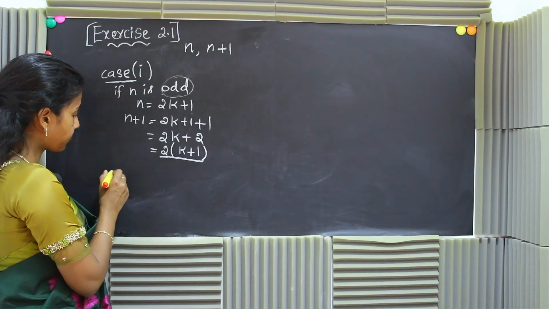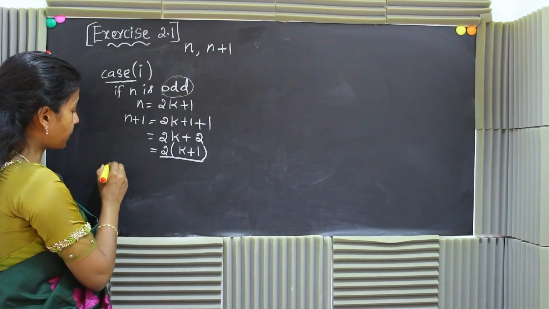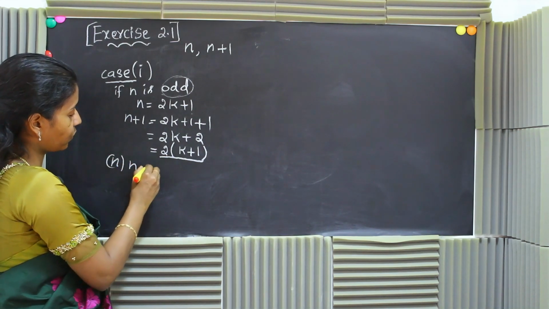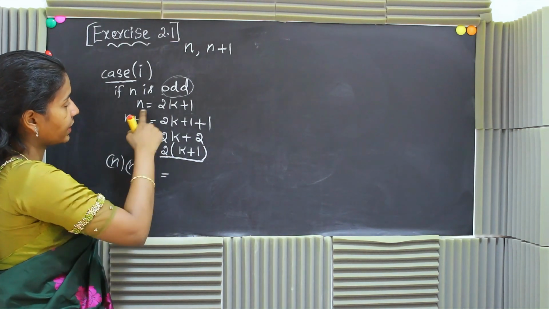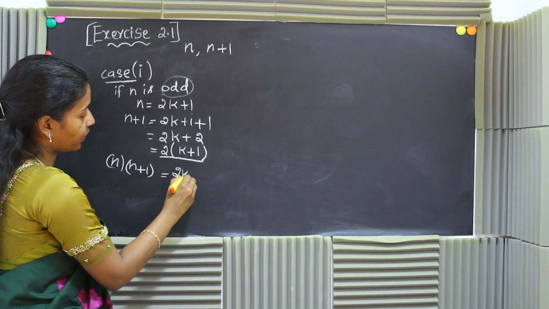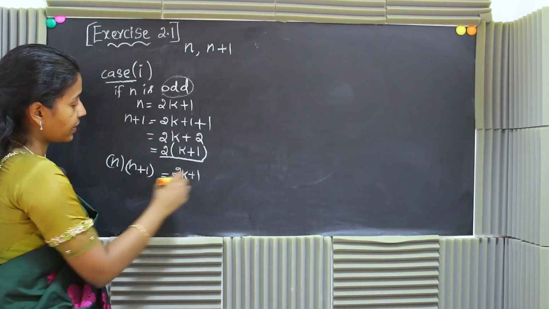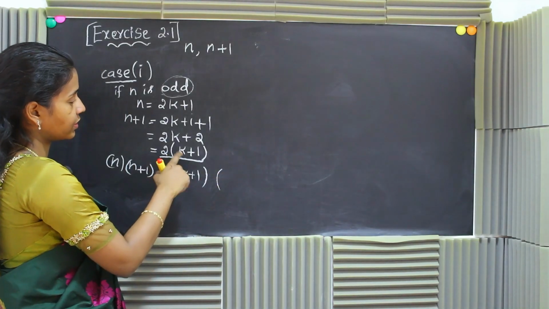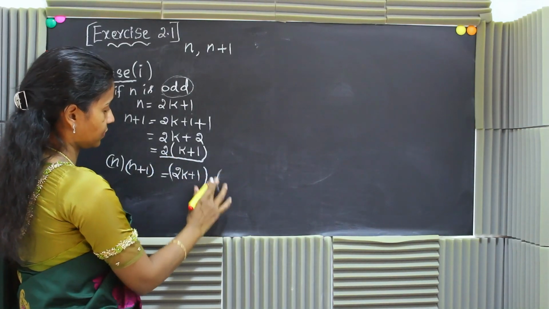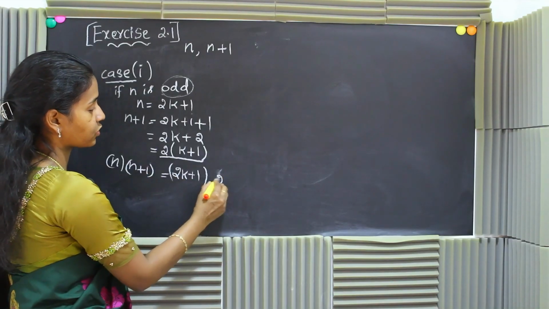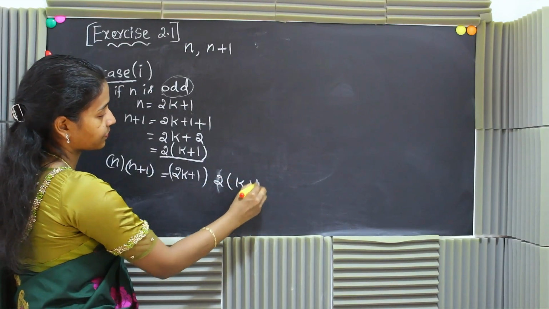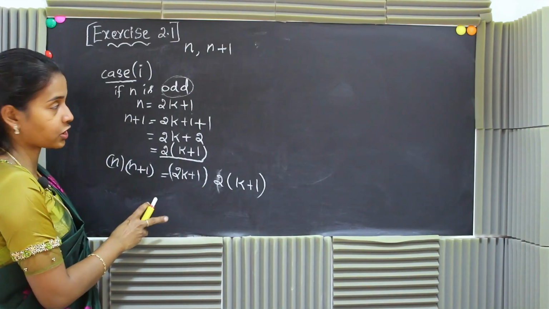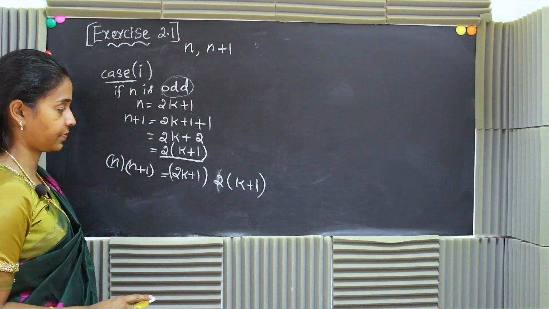We should calculate the product n into n plus 1. So n means 2k plus 1, and this n plus 1 value is 2 into k plus 1. Okay, this is the product. This is the multiplication of n and n plus 1.